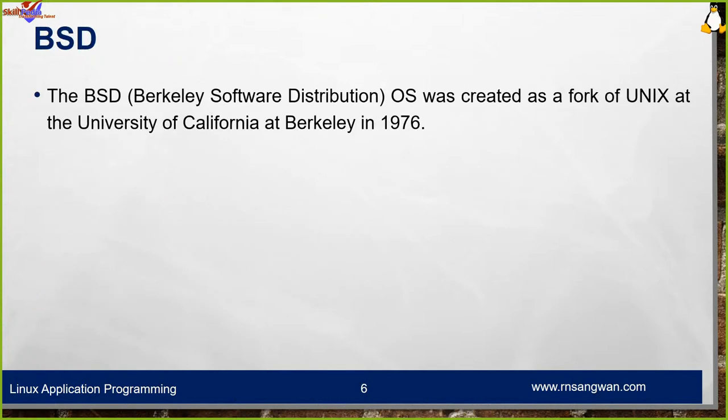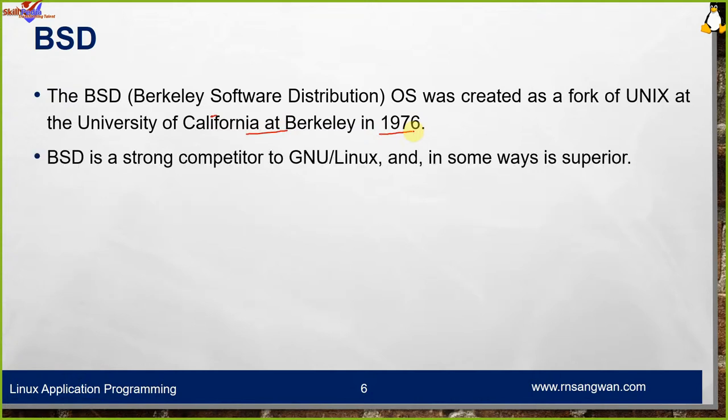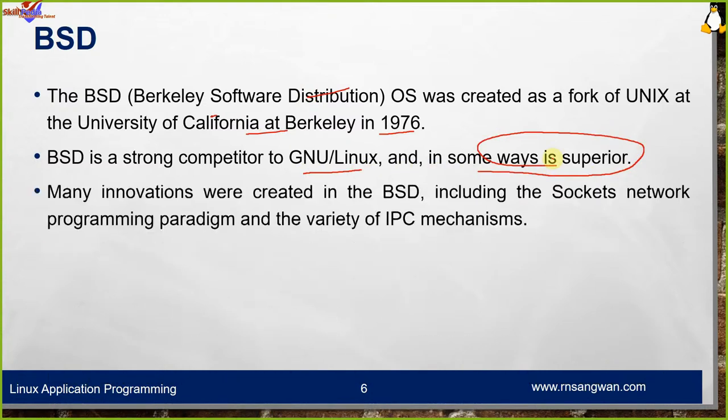The BSD, Berkeley Software Distribution. This operating system was created as a fork of Unix at the University of California at Berkeley in 1976. BSD is a strong competitor of GNU Linux, and in some ways it is superior. Many innovations were created in BSD, including sockets, the network programming paradigm, and a variety of IPC mechanisms, and they are still used in Linux for that.